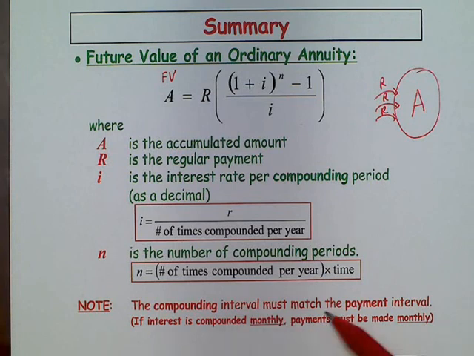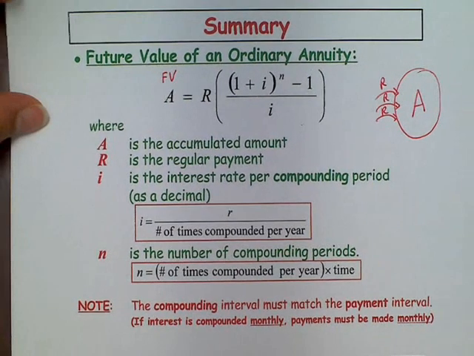Little note to remember, the compounding interval must match the payment interval. So if you're paying on a monthly basis, then your compounding period should also be monthly as well. So if interest is compounded monthly, payments must be made monthly. If interest is compounded weekly, payments must also be made weekly. So it has to be the same.